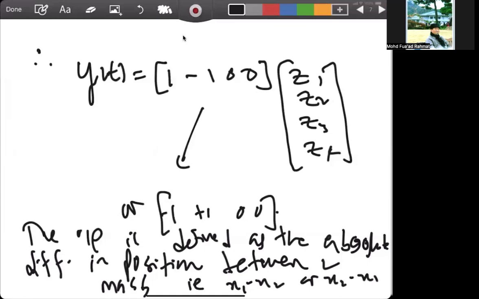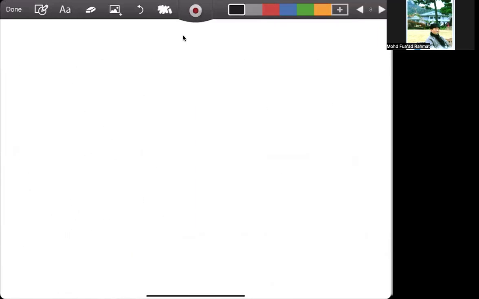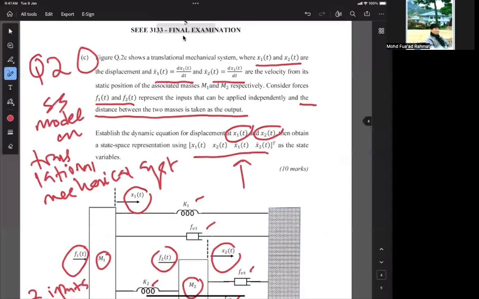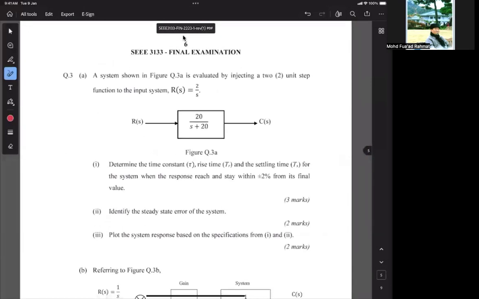Both answers are correct. Question 3. This one is chapter 5.